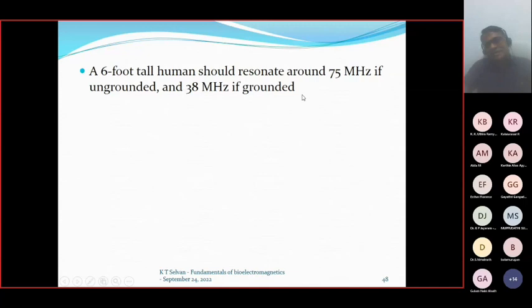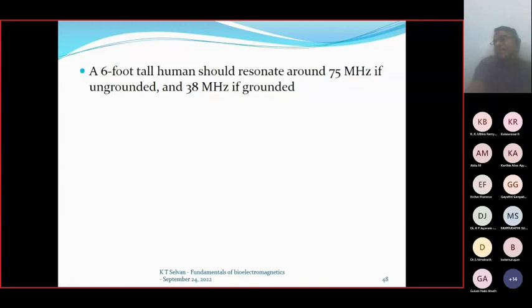So what is this grounding? Don't bother too much about it. If a human being is standing on what can be modeled as a good conductor, then we can bring in the so-called image theory and have the image of the original object, which in this case is a human being. Therefore, this change occurs. So anyway, just look at this. People are of different heights, therefore they all respond differently. So this introduces complexity, right?